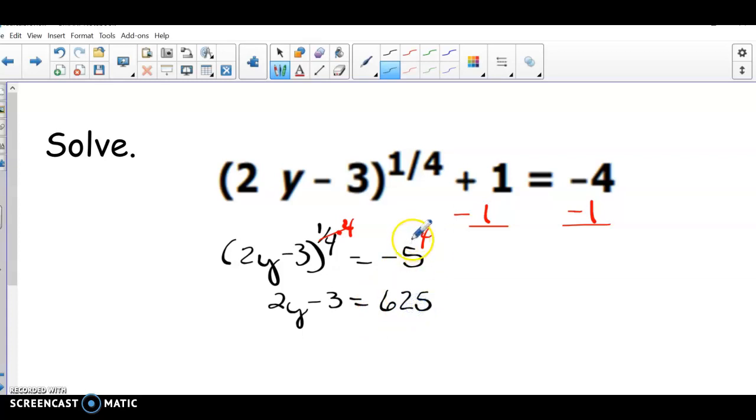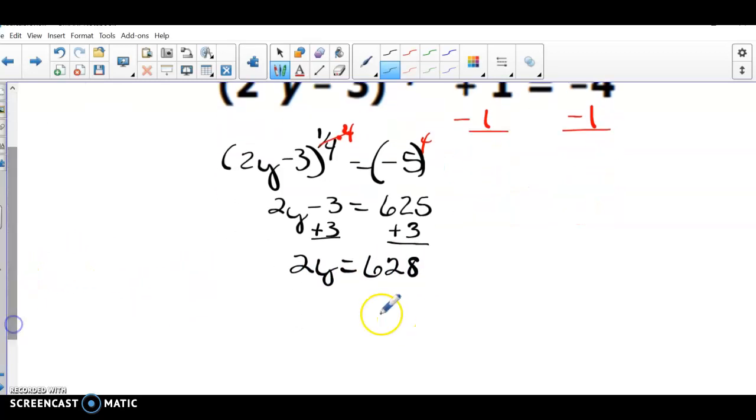Remember, when you raise a negative, you need to have that in parentheses. Then we'll add 3 to both sides, and we get 2y is equal to 628. We divide that by 2. And we get y is equal to 314.